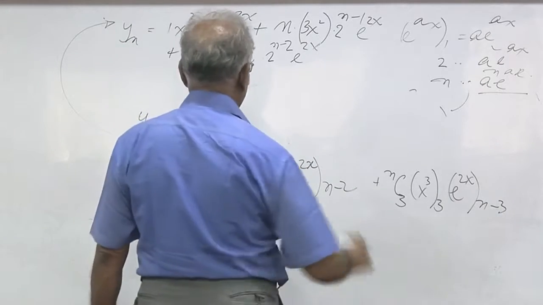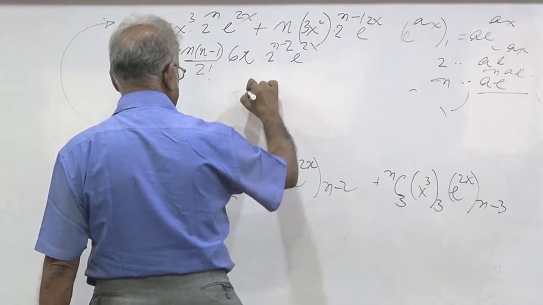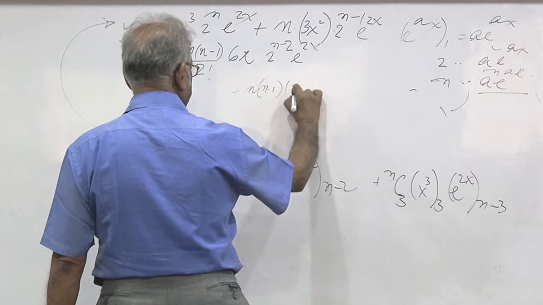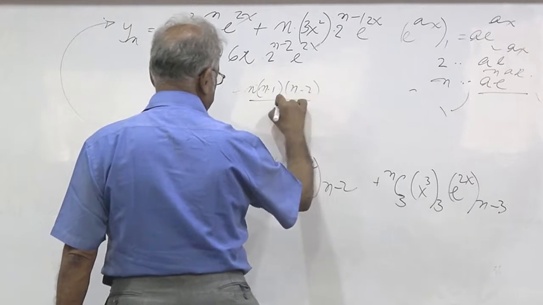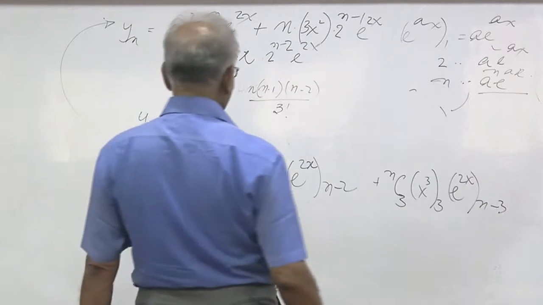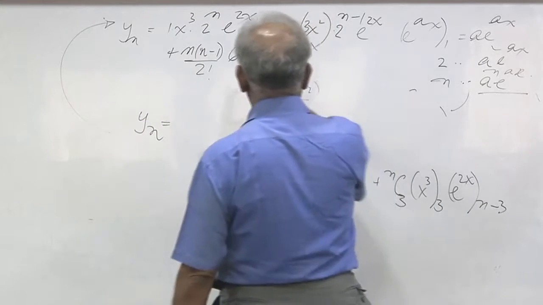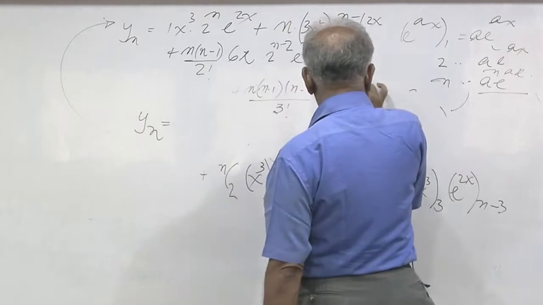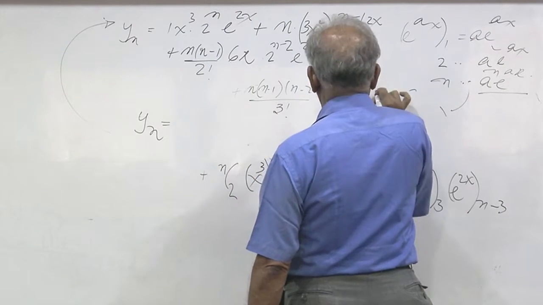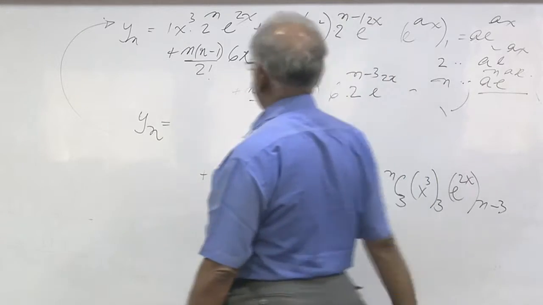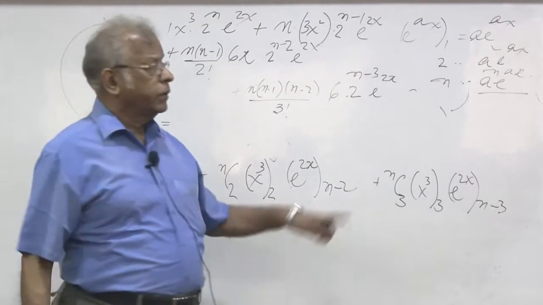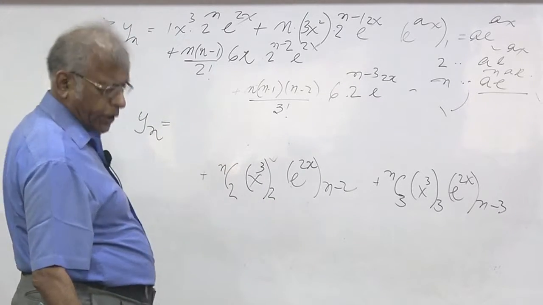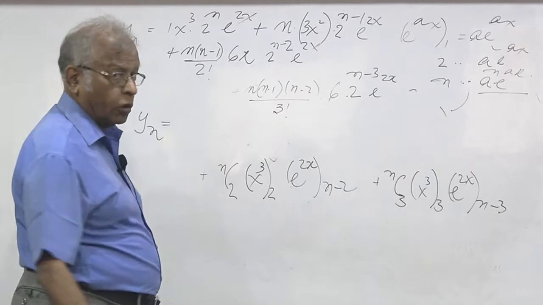nC3, that is n(n minus 1)(n minus 2) by factorial 3. That would be, if this is 6x, the next term would be just 6, and this will be 2 to the power of n minus 3 and e to the power of 2x. So, ladies and gentlemen, these are the terms. We will of course carry out a little bit of simplification so that it looks not so weird.